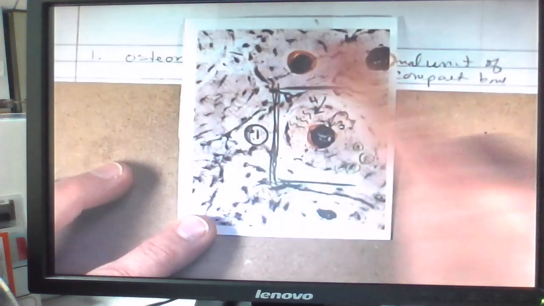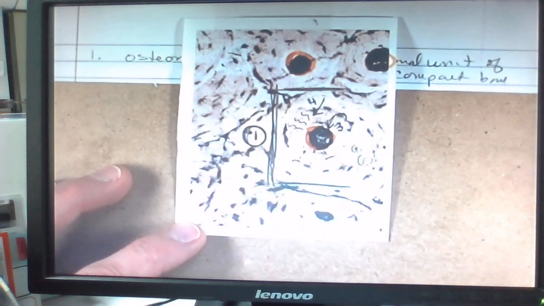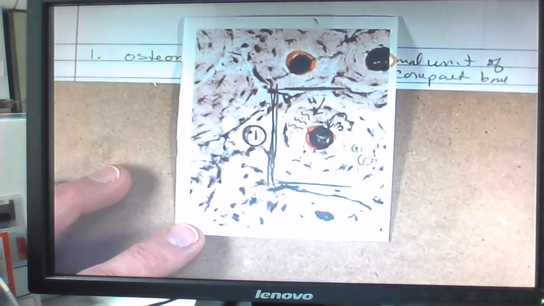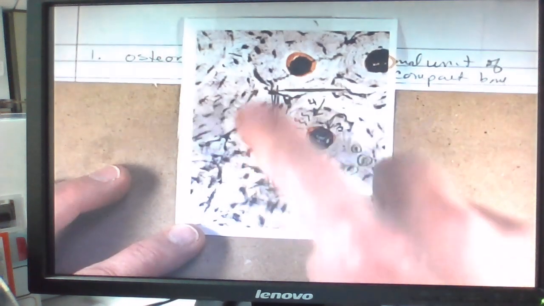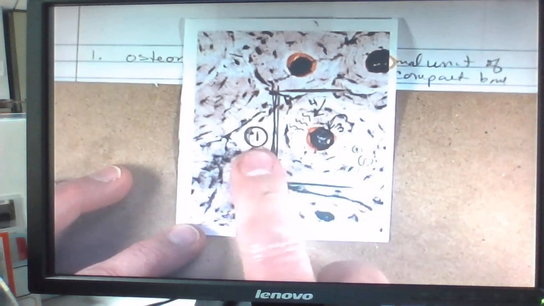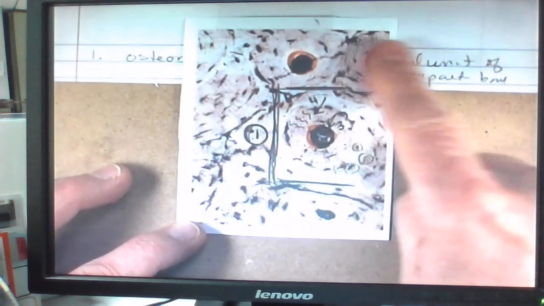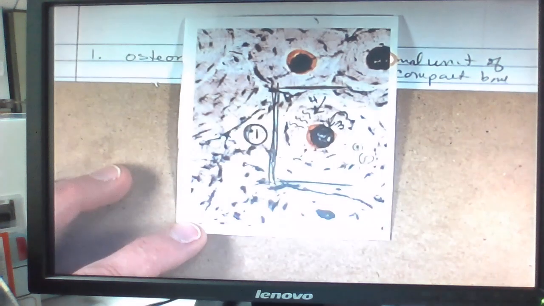So this is an osteon, this looks like a big old osteon over there. I bracketed this whole cylindrical structural unit because that represents number 1, which is the osteon.